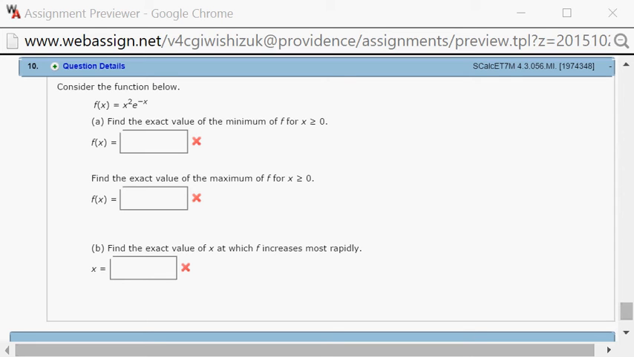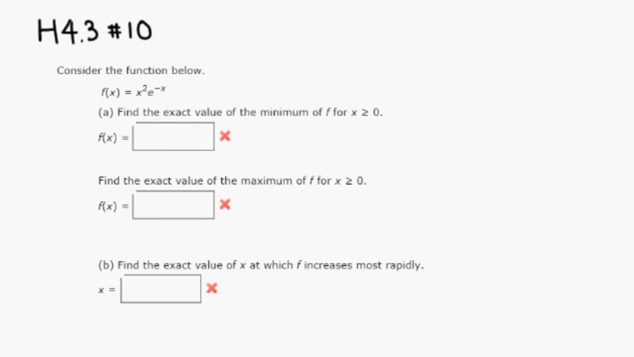Alright, let's look at homework 4.3, problem number 10. Look at the function f of x equals x squared e to the negative x. Then we want to find the exact value of the minimum of this function for x greater than or equal to 0. So let's do that. We are looking for the absolute minimum.